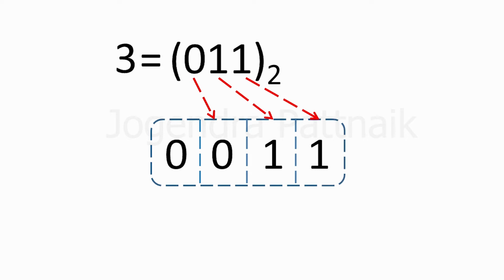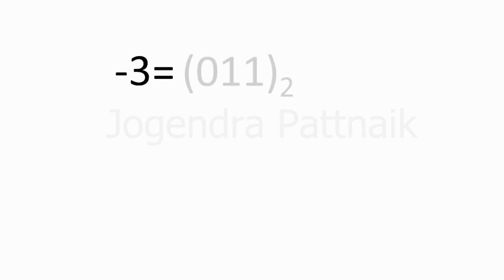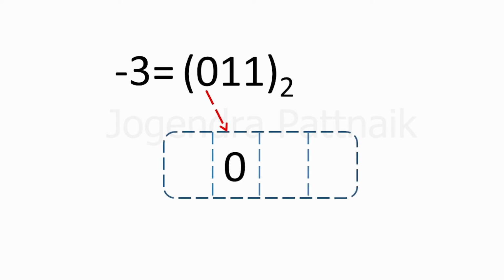Let's calculate the sign magnitude for a negative number, which is negative 3 in our case. First we have to calculate the binary of the decimal 3, which is 011. Then we will put 1 on the MSB to represent it as a negative number.